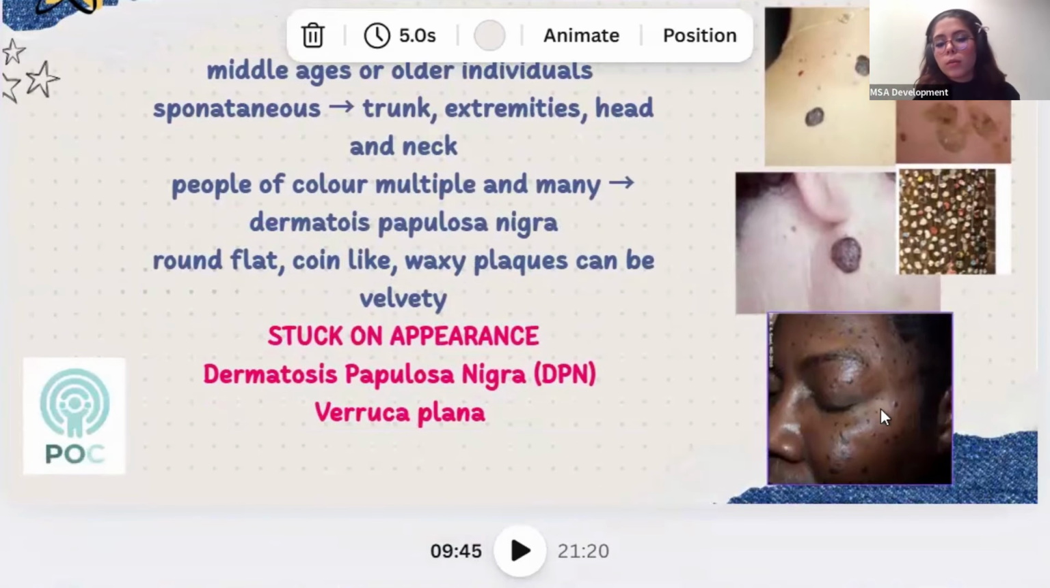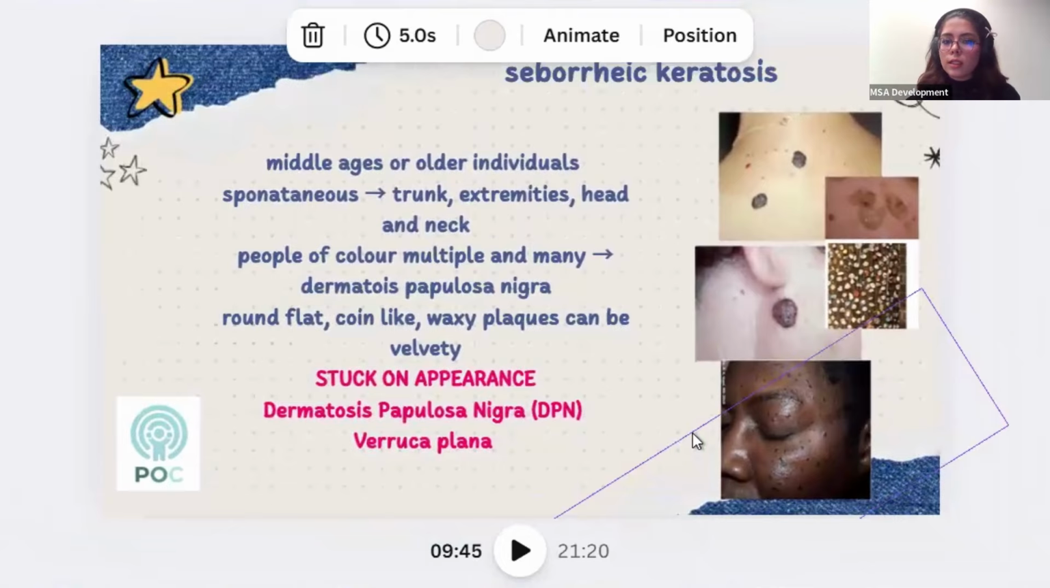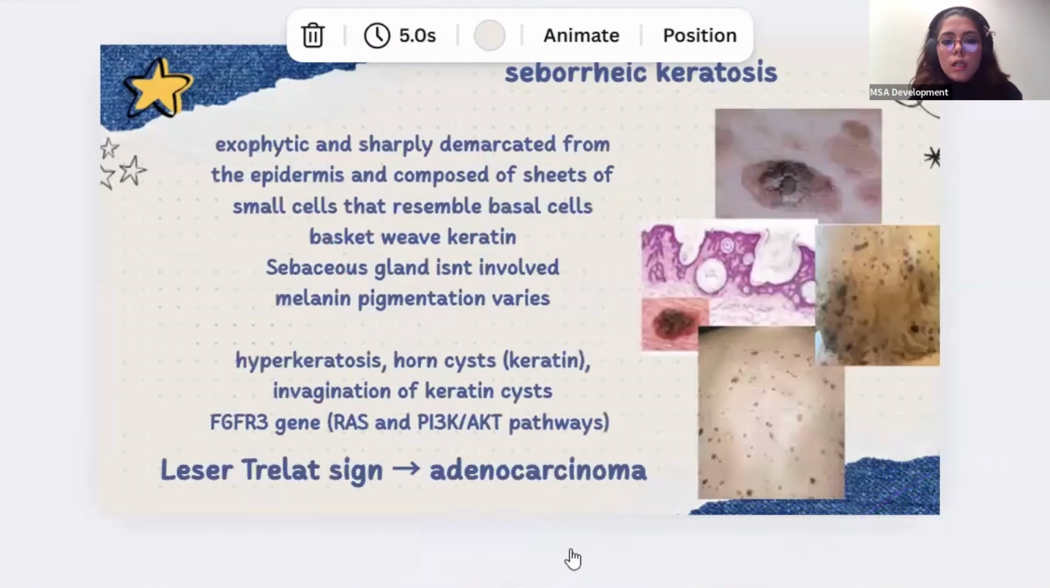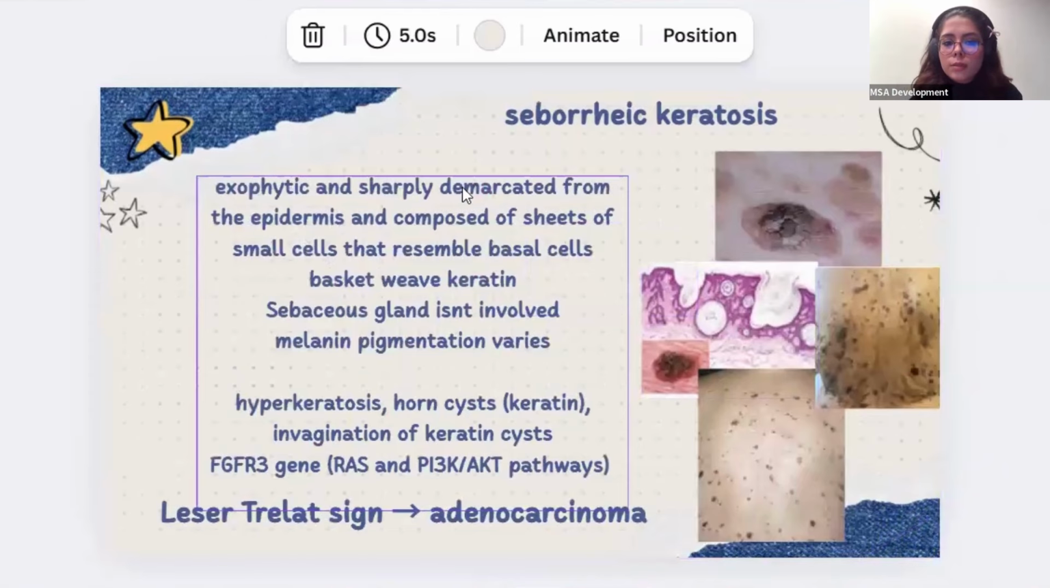And there's verruca plana as well. Okay. They're not going to ask you more details about this. They're just going to ask you, okay, this patient has a lesion that has a stuck-on appearance. What is it? Seborrheic keratosis. Exophytic, sharply demarcated from the epidermis and composed of sheets of small cells that resemble basal cells. Basket weave keratin. So if they tell you, stuck-on lesion, and they were like, we took a slide and it has basket weave keratin, this is what they mean.